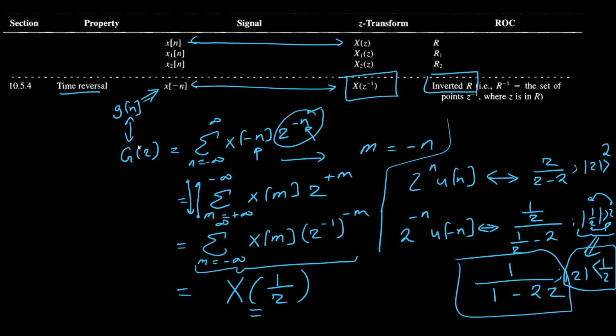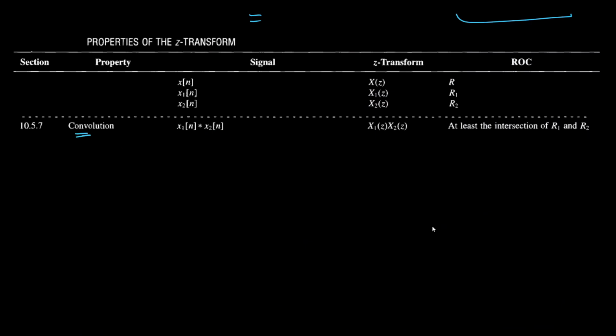Now let us move towards the convolution property, and it states that x1 of n is convolved with x2 of n in time domain. So if in time domain it is convolved, then in the z domain it is being multiplied. So we have a fairly simple operator in the z domain as compared to the time domain. In order to prove this, let us say we have y of n, which is equivalent to x1 of n convolved with x2 of n. And we need to take the z transform of y of n. So that is, we are interested in y of z.